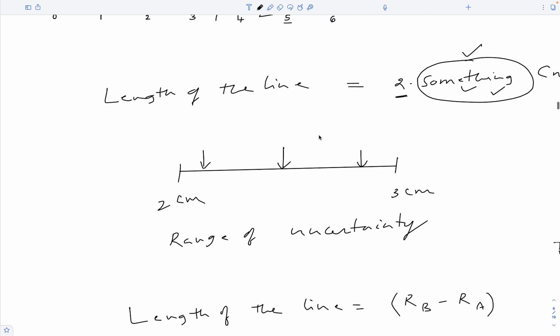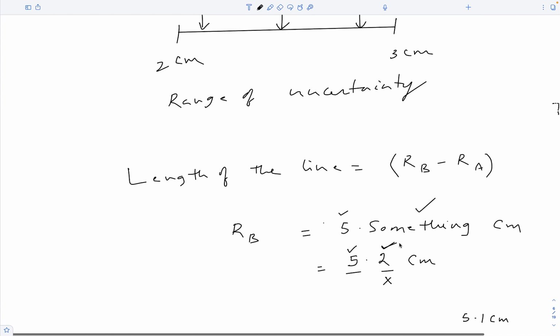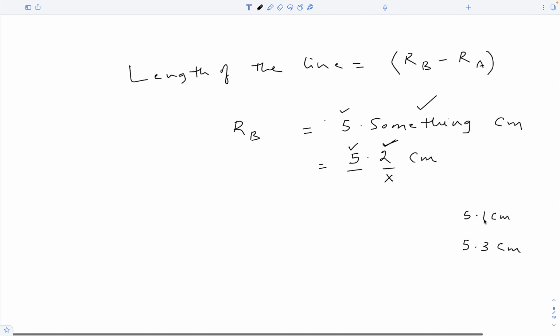So I cannot tell the exact reading because the value of this digit is estimated. But with a high degree of confidence, I can tell that it is between these two values. So there is some uncertainty or error in this reading, and the amount of uncertainty is plus or minus 0.1 centimeters. 5.2 minus 0.1 is 5.1. 5.2 plus 0.1 is 5.3. So this is the amount of uncertainty or error present in this reading.